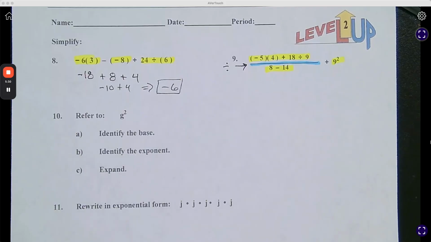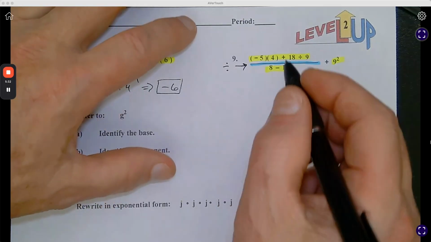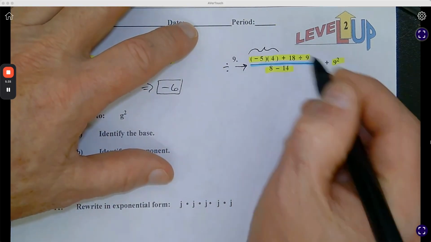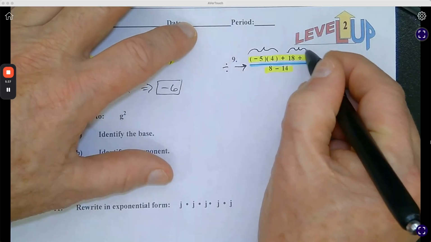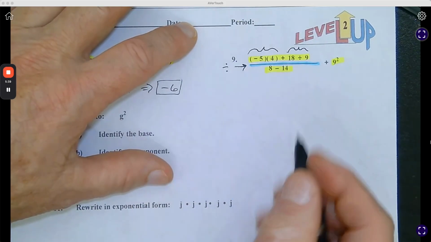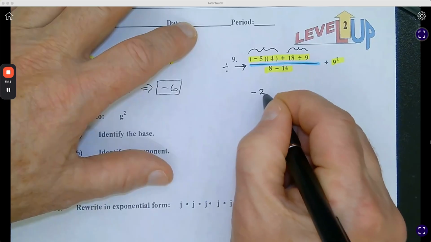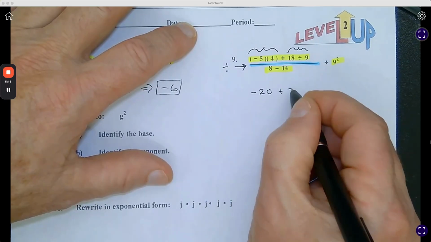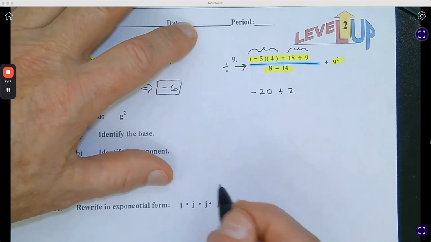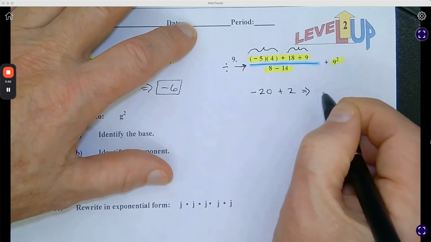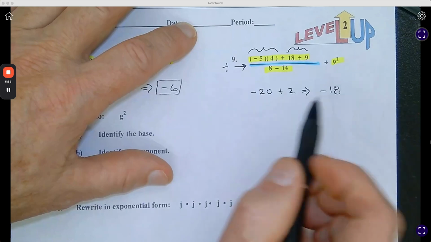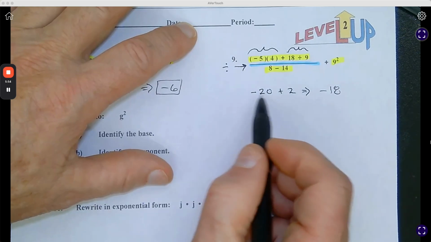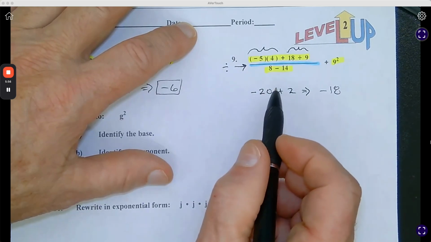I'm going to simplify the top. So I have this term. This is all one term, and this is all another term. So negative 5 times 4 is negative 20. Plus 18 divided by 9 is 2. Keep going. This gives me negative 18. Because if I have 2 positives, I'm going to take 2 positives away from those negatives, and they cancel out.